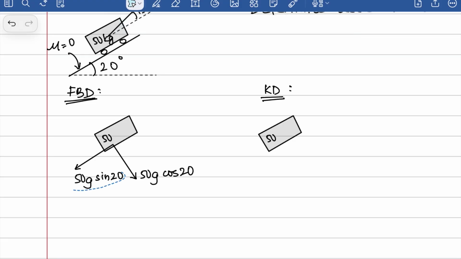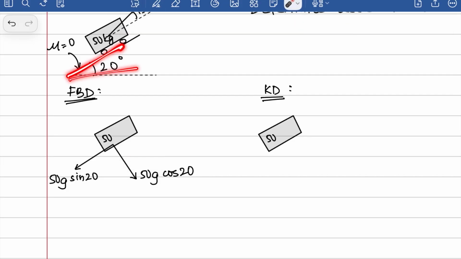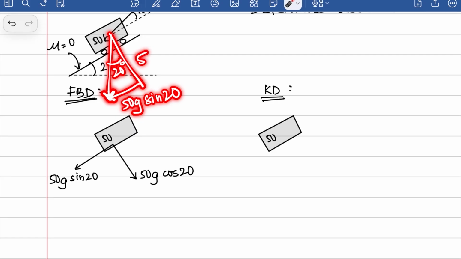Why is it sine and cos? It's the same as what we had in the previous problem. You have here 20 degrees, and this here is your gravitational force. We're interested in finding out this angle. So this 20, and this here would be 90 minus 20. And because this is 90 degrees, this would be 90 minus 20, giving you the same 20 degrees. So then gravity, you can break it down into components. One is this component here, which would be 50g sine 20. And then there's this component here, which is 50g cos 20.